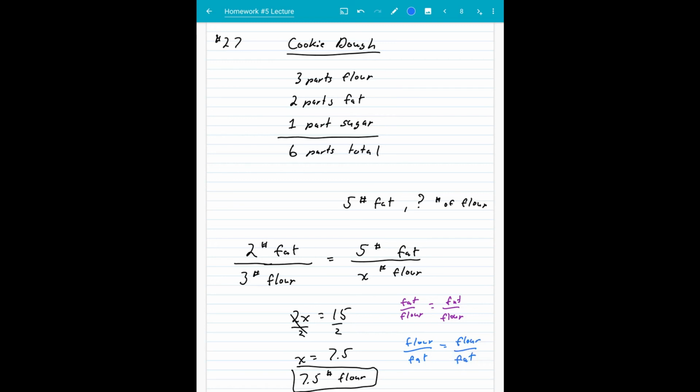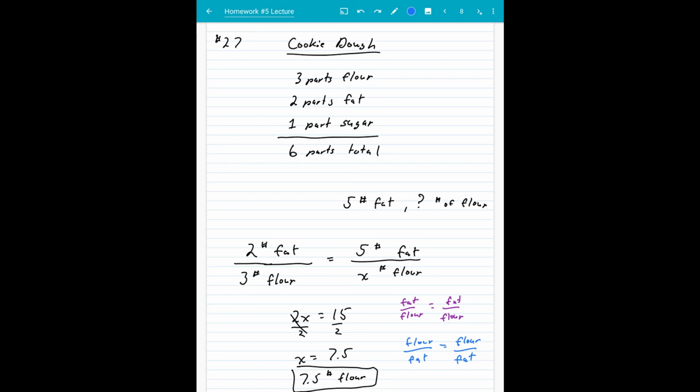So you choose what you're looking at. Oh, we're dealing with fat and flour. I need to make a proportion of fat to flour and then take those proportions out of the recipe. I don't need sugar at all. That's not important. We can figure that out if you need to. Obviously, you would need to if you're making cookie dough that doesn't match the entire weight base. You would have to figure that out. But the question is only asking for those two, fat and flour.